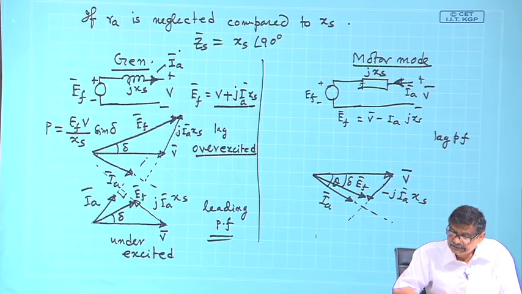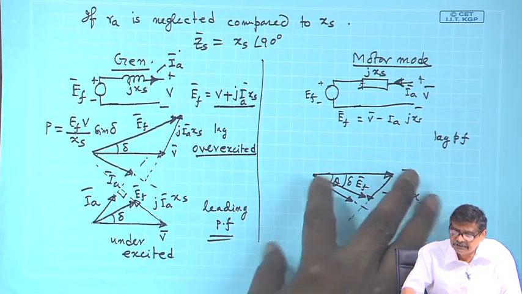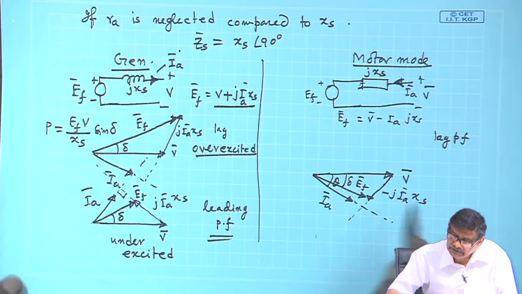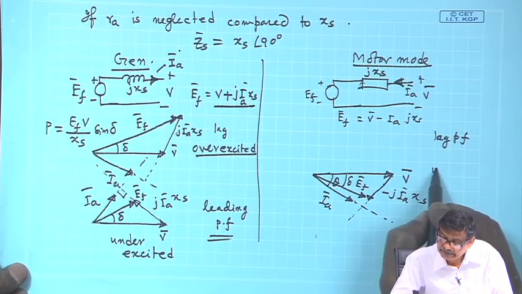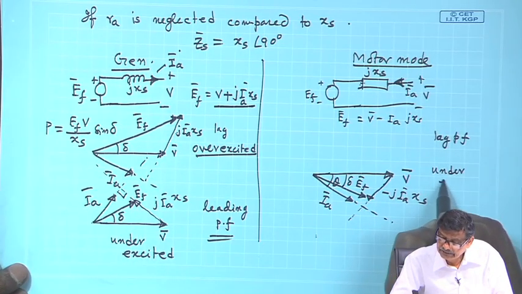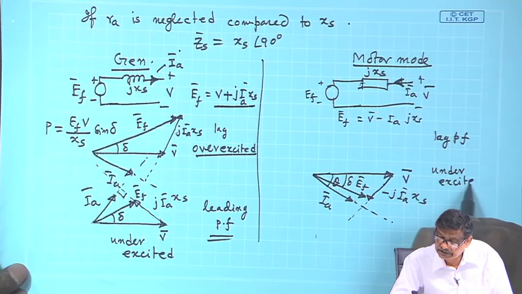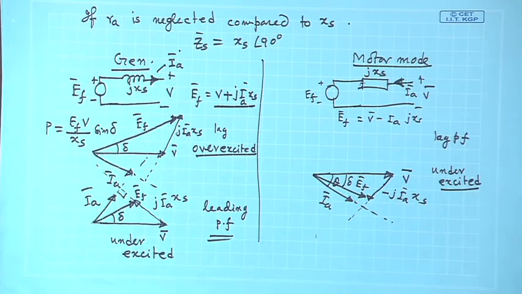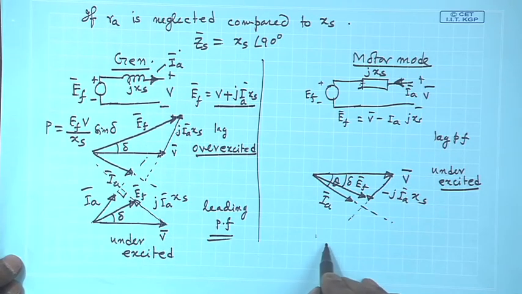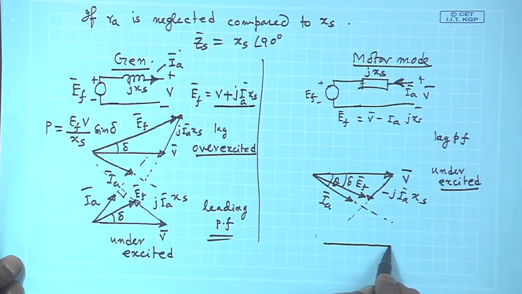Is it under excited or over excited? Length of E_f is less than length of V. So, it is under excited, just opposite to that of a synchronous generator. If it is drawing lagging power factor current, it will be under excited, and what will be the leading power factor case? V.